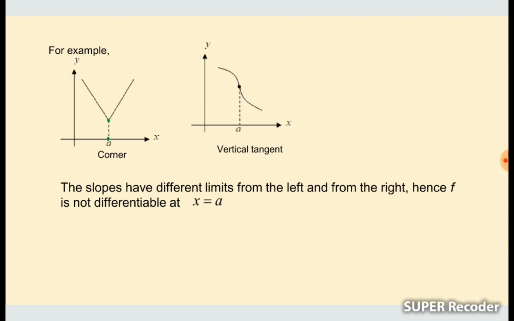Look at the examples below. For both diagrams, at the point x equals a, there is a corner for the first one, and for the second one there is a vertical tangent from the left and from the right at x equals a. Hence, f is not differentiable at x equals a.